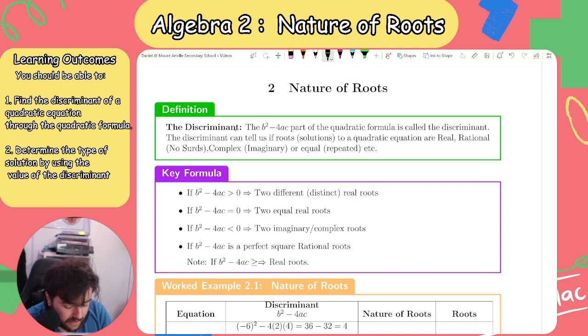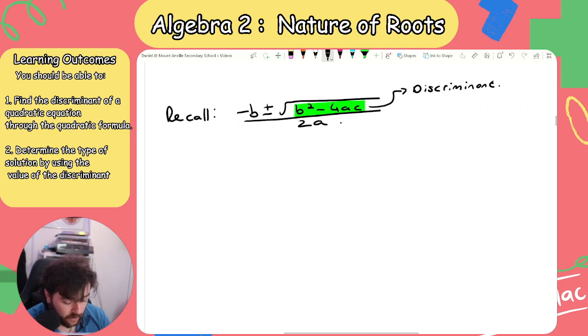The discriminant is the b squared minus 4ac part of our quadratic formula. That is what the discriminant is. So if we look here, this is our quadratic formula, used for solving quadratic equations. The b squared minus 4ac, that is known as the discriminant, right? This part can tell us if we're going to have real roots, so roots that are real numbers, or the roots are imaginary, i.e. roots that are just imaginary or complex numbers, and we have repeated roots, i.e. the two solutions are the same.